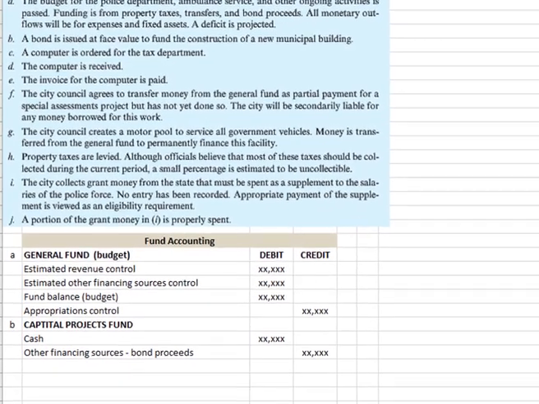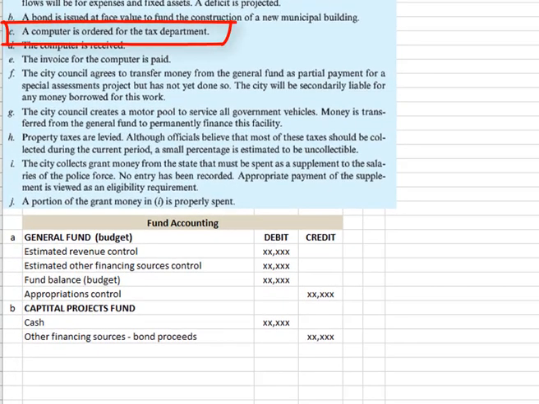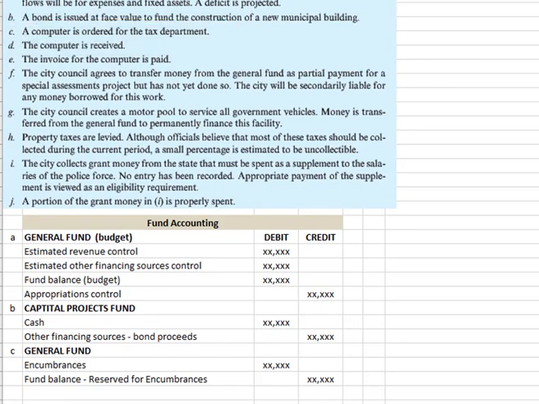What about C? They're ordering a computer. In fund accounting, when you place an order, you must encumber that amount against the budget. So they would debit encumbrances and then credit fund balance to reserve for those encumbrances. It's a way to set aside part of the budget to pay for this thing.